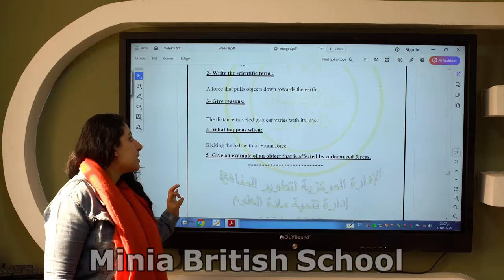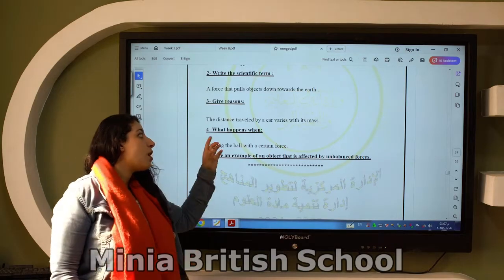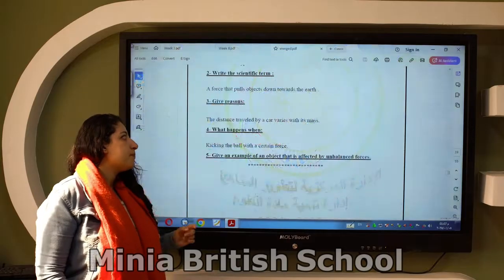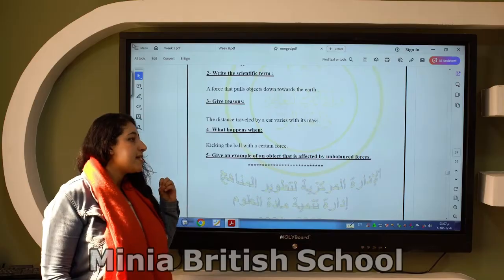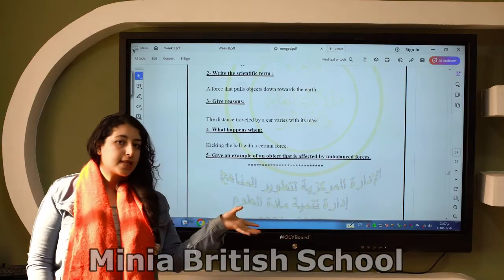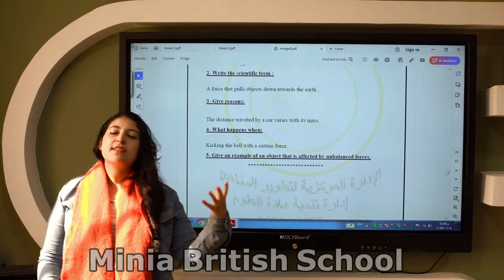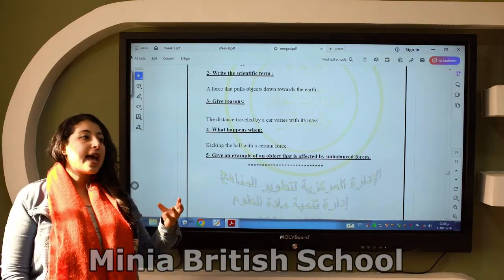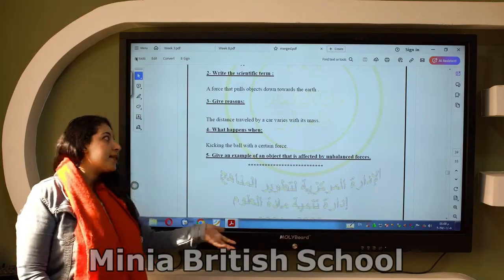Give reasons. The distance traveled by a car varies with its mass. Why? I said it before. Because by increasing the mass, the distance decreases. By decreasing the mass, the distance increases. An object which has greater mass takes shorter distance. An object which has less mass takes farther or longer distance.